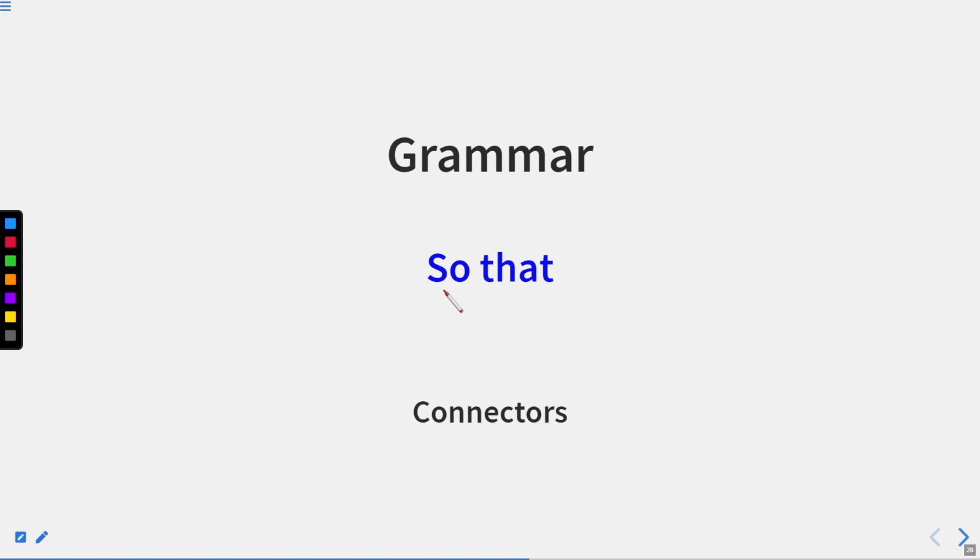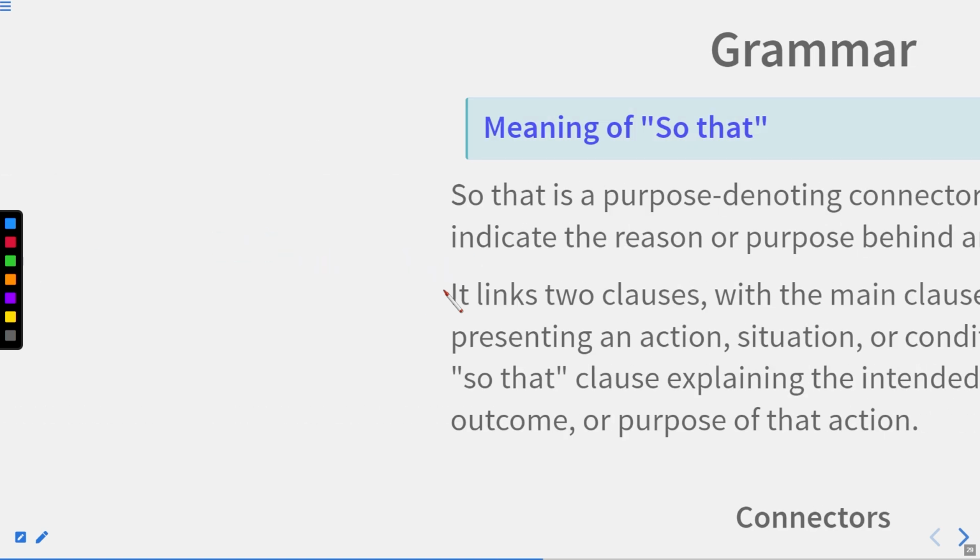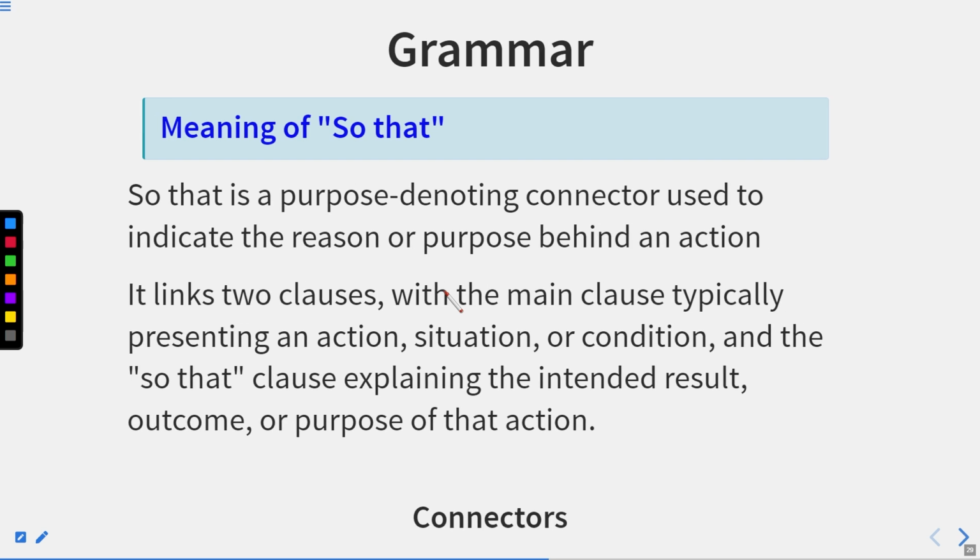I hope the purpose behind teaching in order that is clear to you now. Now we'll discuss so that. This is another part of the conjunction which is not as formal as in order that. It is less formal than that, but it is used formally as well as informally.